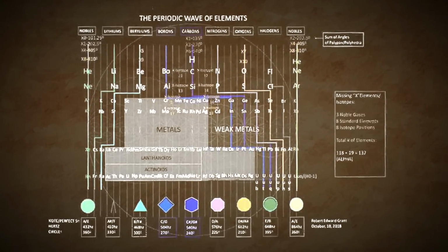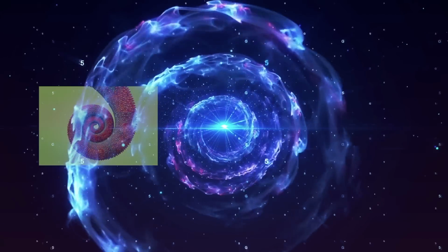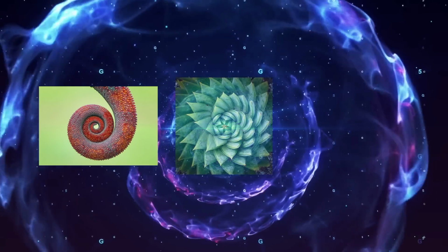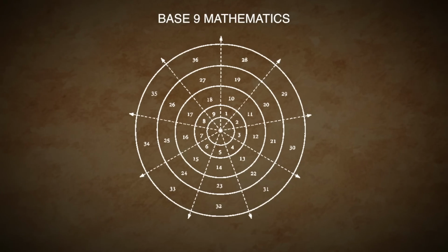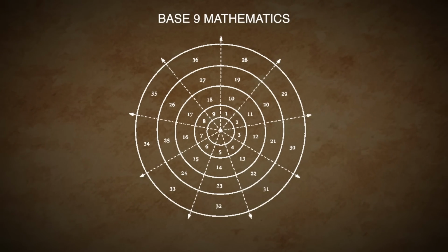Even isotope relationships on this periodic wave are created from the musical interval relationships that exist inherent to nature. All of it operating off the simple principle as well of a base 9 mathematics.